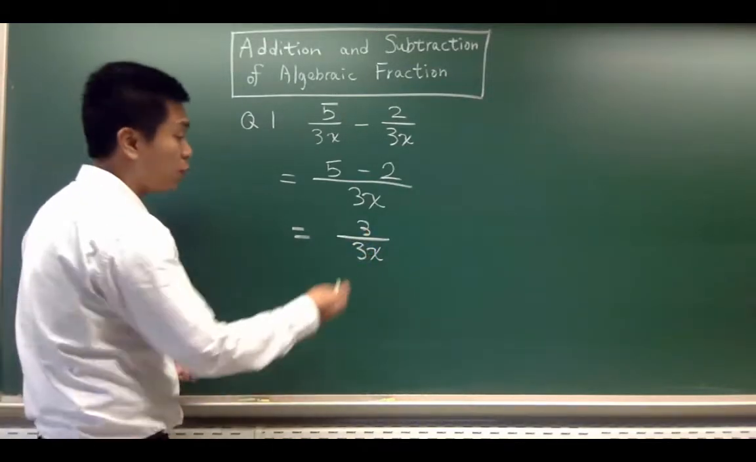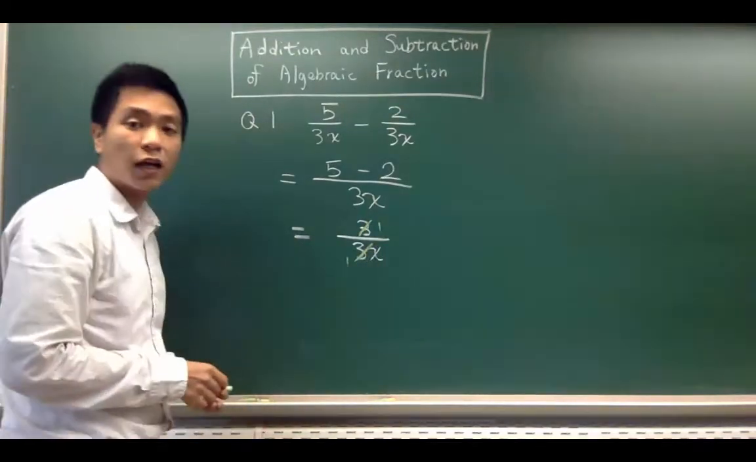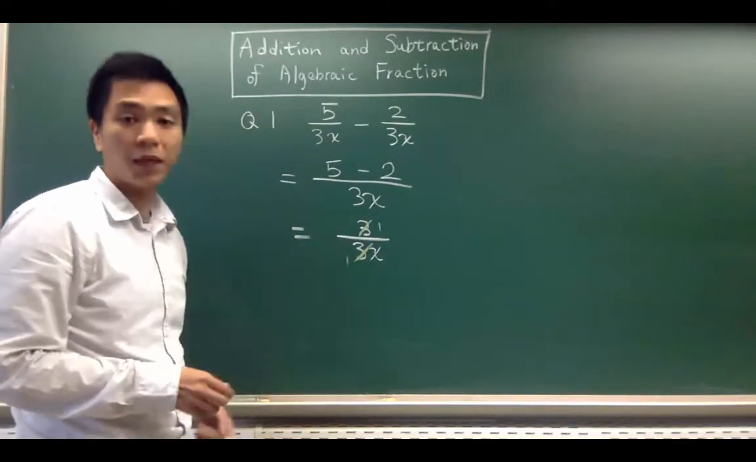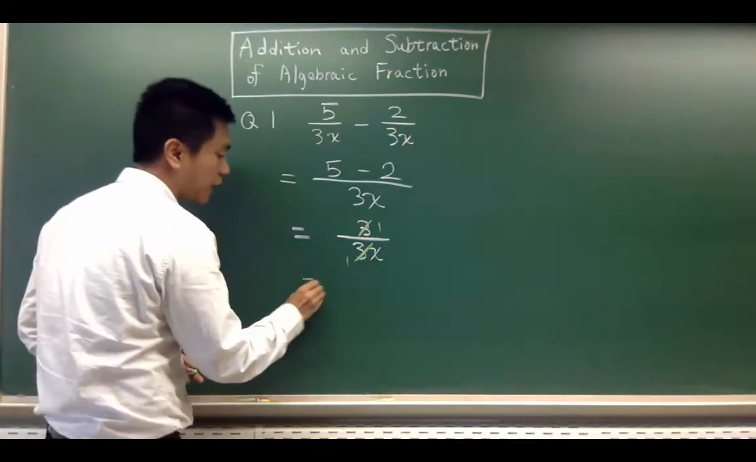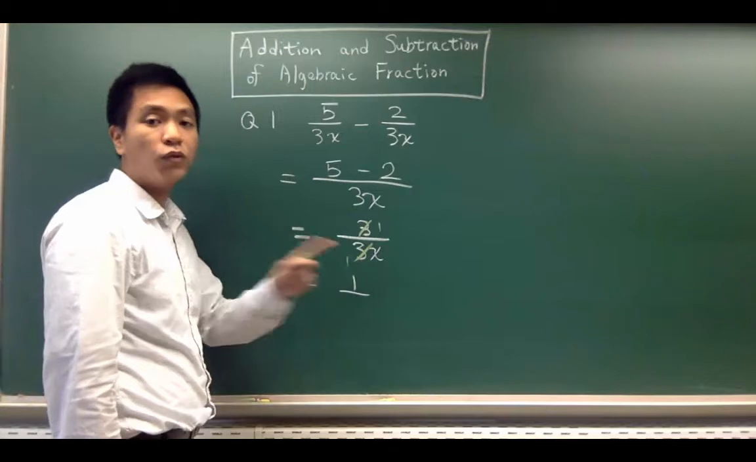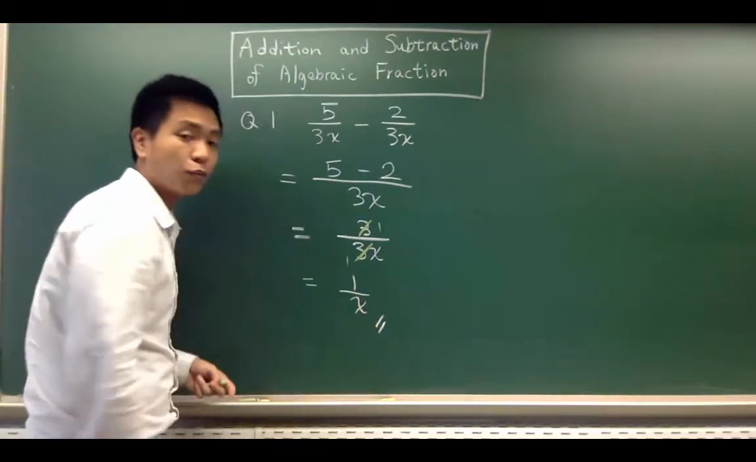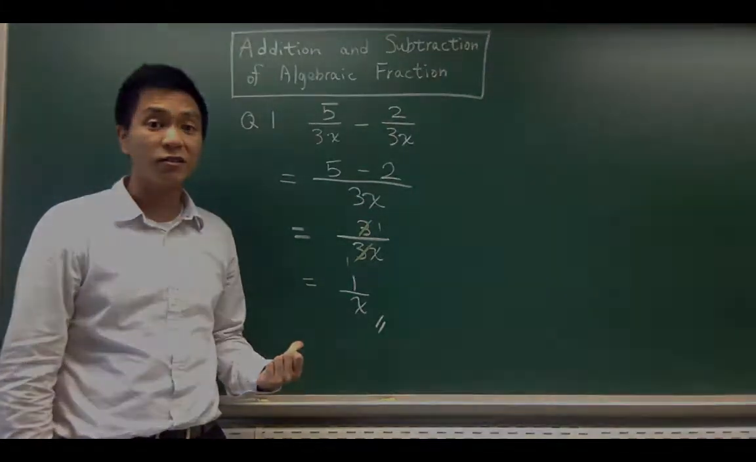What can we do? We can cancel out the common factor, so both will become 1. So the answer will be 1 as the numerator. For the denominator, we don't write 1x, we write down x. So the answer for this kind of question is 1 over x.